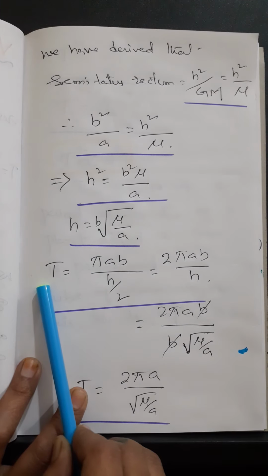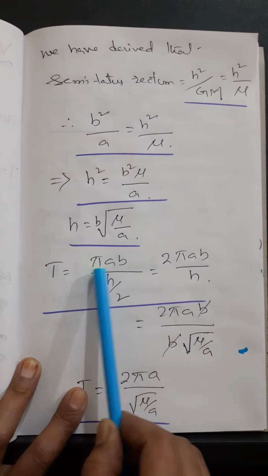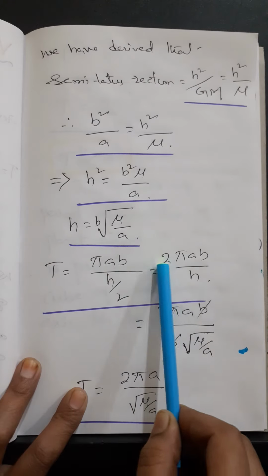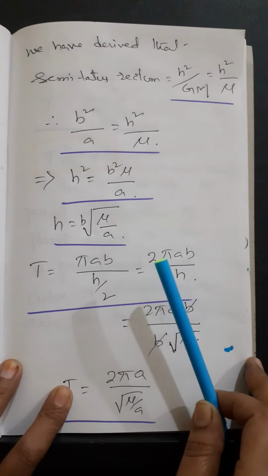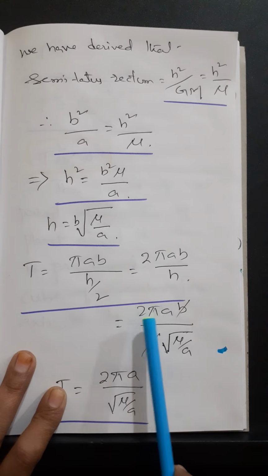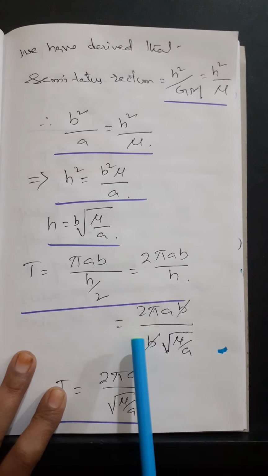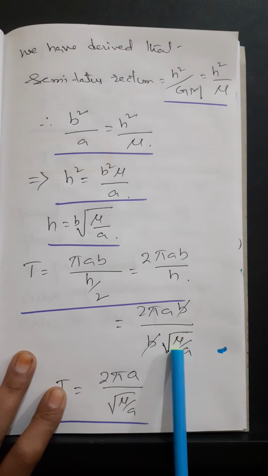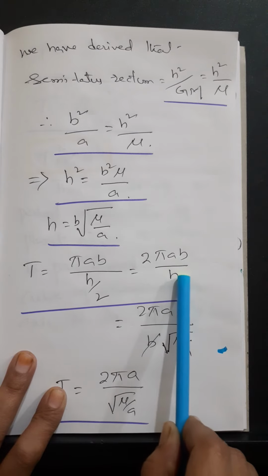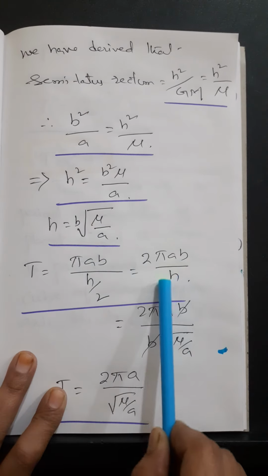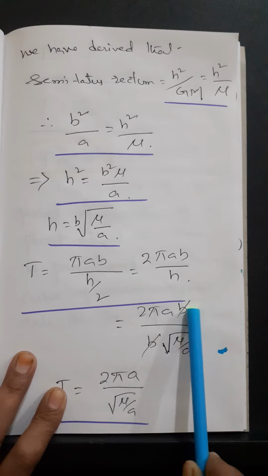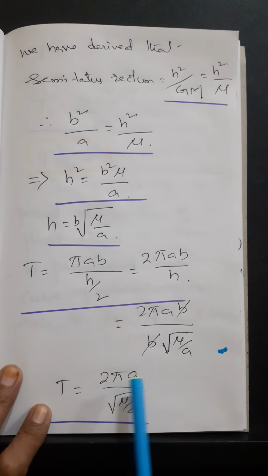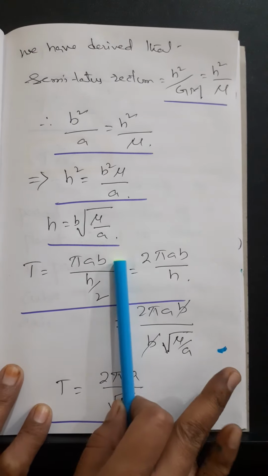So T can be written from the first equation: T is πab divided by h/2, which is equal to 2πab/h. Now this can be written as 2πab divided by b√(μ/a), substituting the h value in this equation. Then b gets cancelled, and T is equal to 2πa divided by √(μ/a).